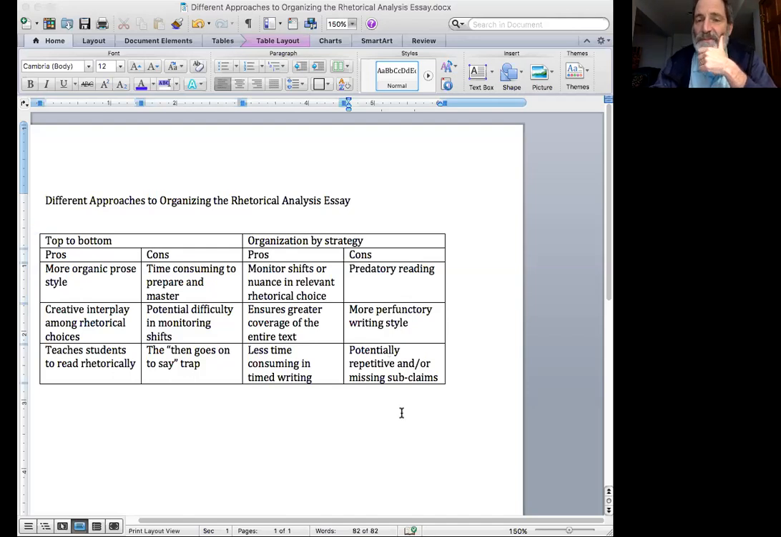More established thinkers and writers will, even at this point, look at how the rhetorical choices work in sync or in tandem to create that subclaim, or perhaps to comment on how the audience is impacted. So that is an overview of two approaches towards writing the rhetorical analysis essay.